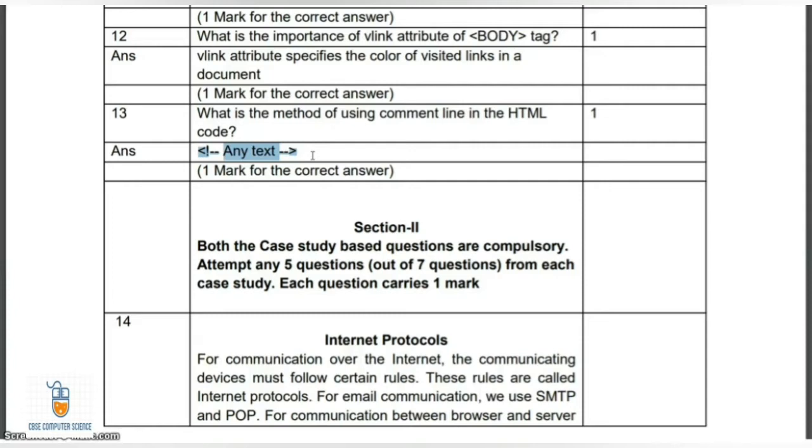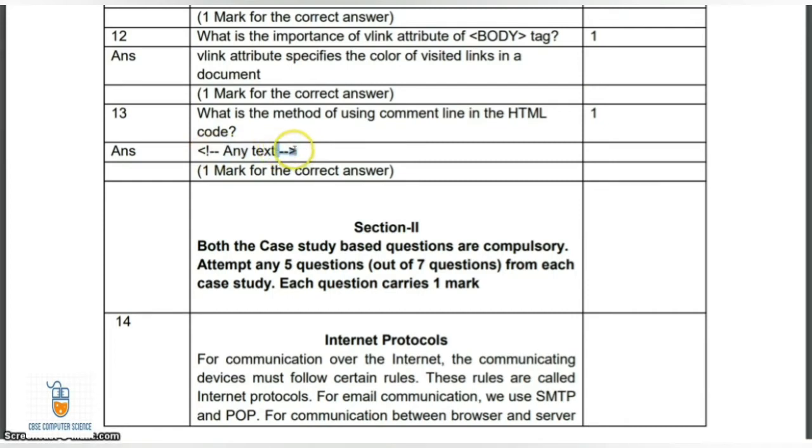Inside angle brackets we type exclamation, then double hyphen, then our comment, and at the end double hyphens again, and then the angle bracket close. So, this is the syntax used for typing a comment line in HTML. Angle bracket, exclamation, 2 hyphens, then our comment text, then again 2 hyphens, and then angle bracket close.